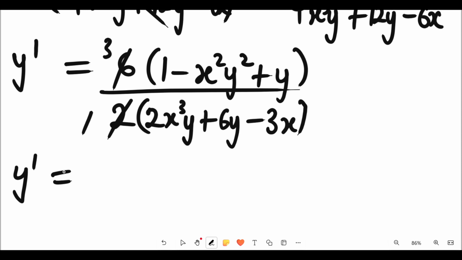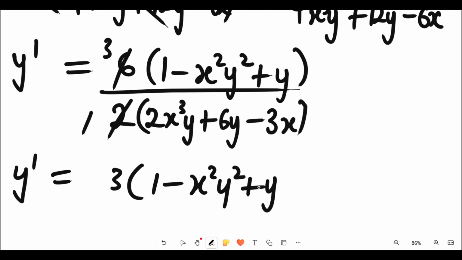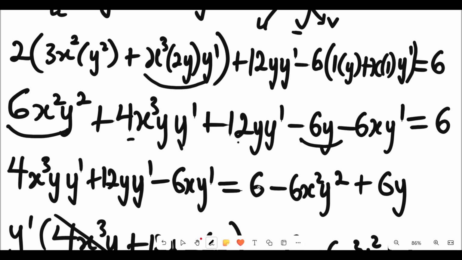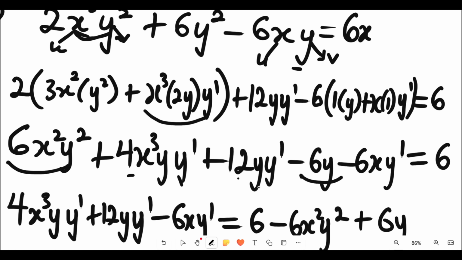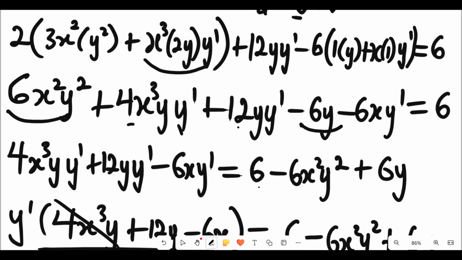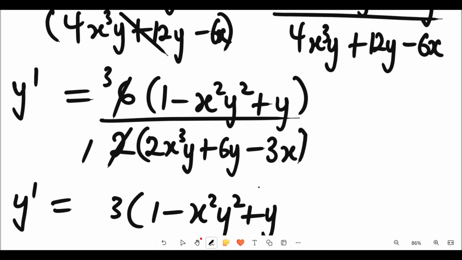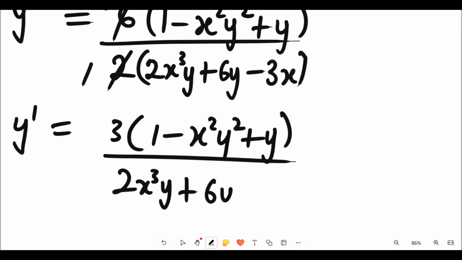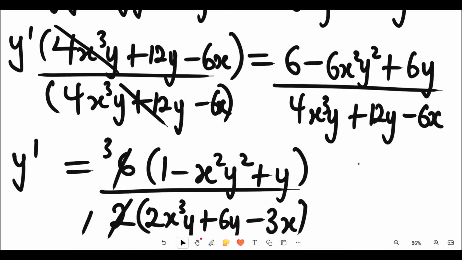So we are going to get y prime to be equal to 3 multiplying the bracket of 1 minus x squared y squared plus y, then everything divided by 2x cubed y plus 6y minus 3x. So this becomes our dy dx.